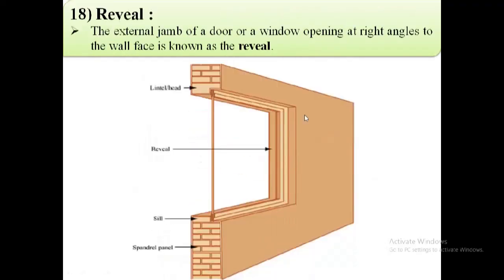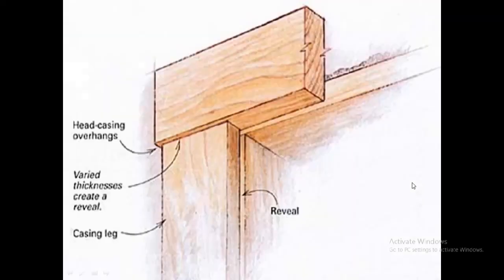Next technical term is reveal. The external jamb of a door or a window opening at right angles to the wall face is known as the reveal. So in this image you can see this one is the reveal, which is the external jamb of door or a window opening at right angles to this wall face. So here you can see this is the reveal.